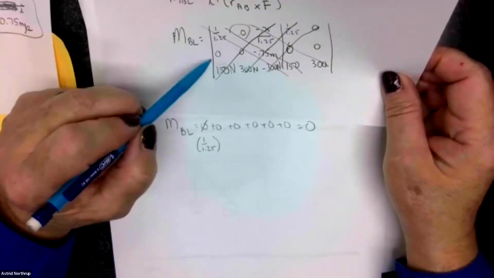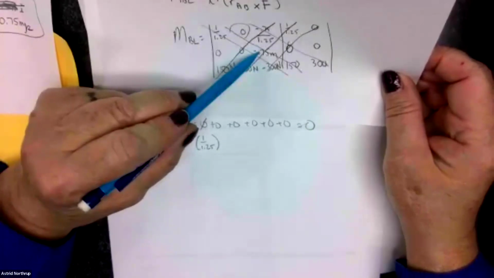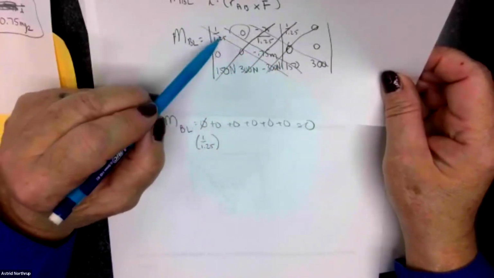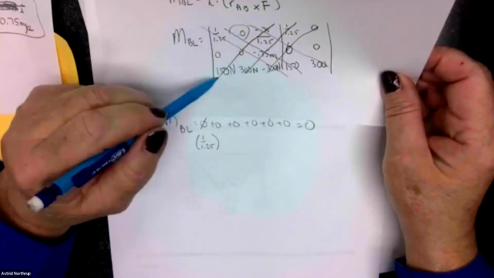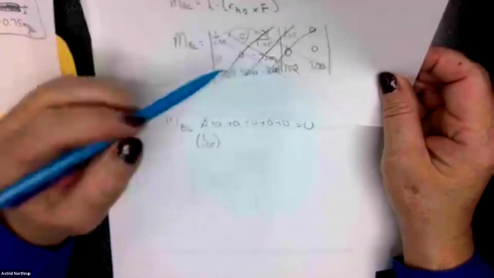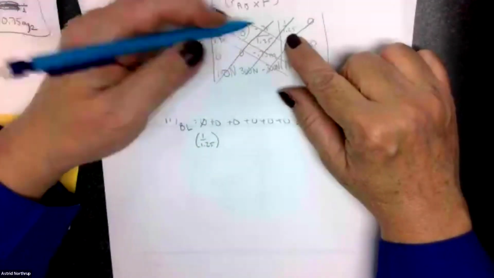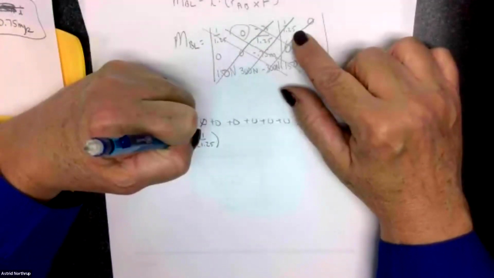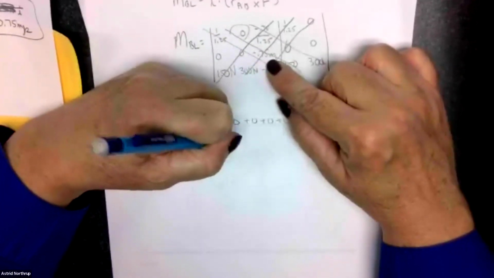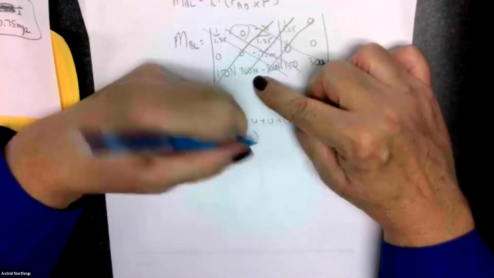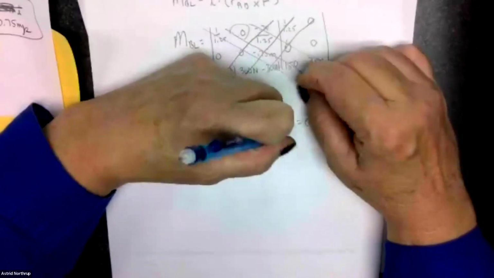But that's the first one. You think it's the second? The second one going directly right here? Yeah, there you go. So that would be a negative because we're going that way. Negative 0.75 meters and a positive 300 newtons.